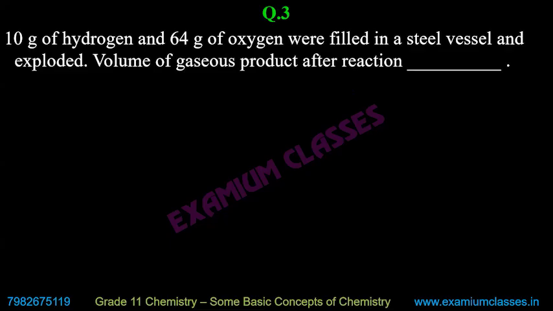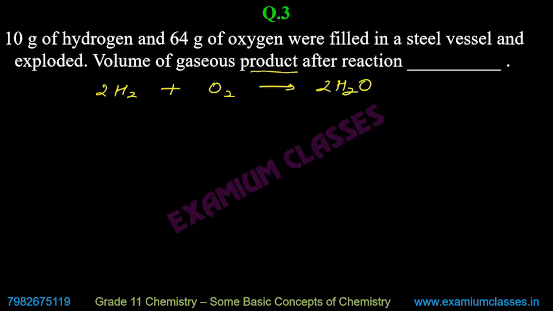Okay. Now this question says 10 grams of hydrogen and 64 grams of oxygen were filled in a steel vessel and exploded. Volume of gaseous product after reaction. So here it is written gaseous product, means only product. It is not written products. You won't consider whatever is there in the vessel, rather only the product. So if hydrogen and oxygen, as we did in the previous question, you have to write the balanced equation. And balanced equation is 2H2 plus O2 gives you 2H2O.